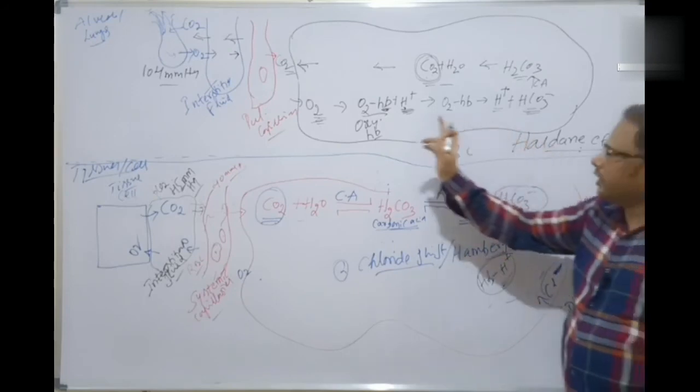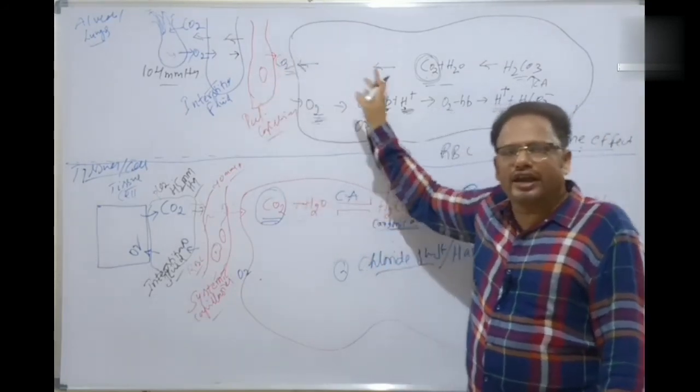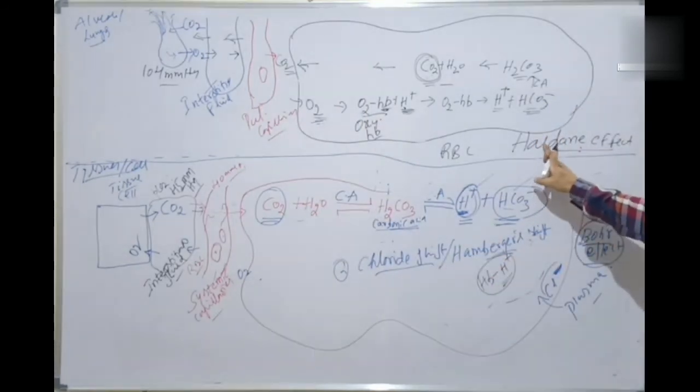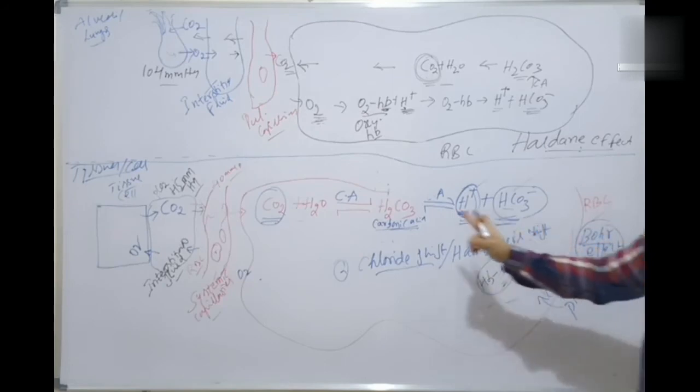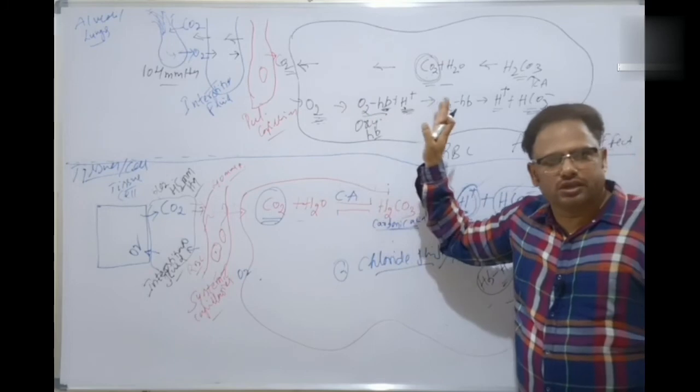And the loading of oxygen leads to the unloading of carbon dioxide. That is called the Haldane effect. It is exactly the opposite of the Bohr effect. This Bohr effect occurs at the tissue cells, whereas the Haldane effect occurs at which one? In the alveolar lungs.